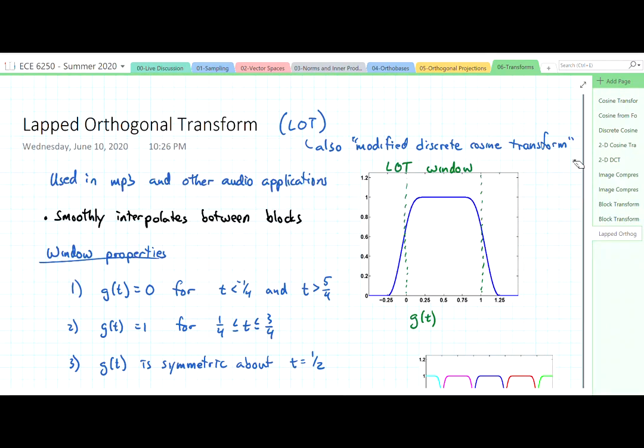So let's talk about this window. It's very important. So the window, which you call g of t, is this shape that is perfectly flat on the top between 1/4 and 3/4. It's equal to 1. It's 0 outside the range minus 0.25 and 1.25. And then in between, it monotonically increases, and it has some properties.